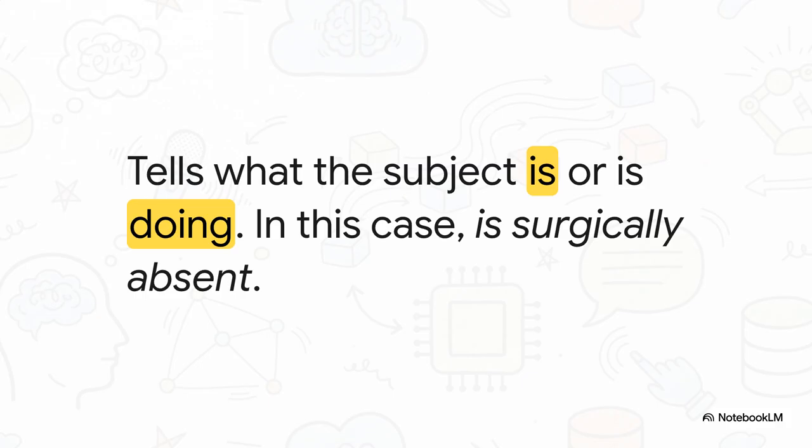Then, of course, you've got the second part, what the subject is or what it's doing. Here, that's "is surgically absent." And that's called the verb phrase. So by splitting the sentence into these two big chunks, the computer gets the basic structure.